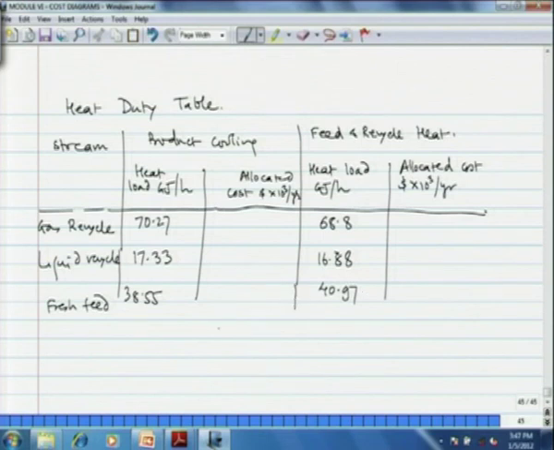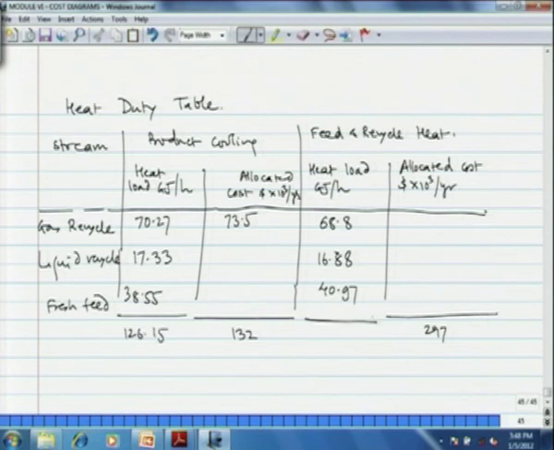The total cost of product cooling, as we found in the cost allocation diagram, was $132,000. The total cost of reactor feed heating, as we found in the cost allocation diagram, was $297,000. And now we distribute these total quantities in proportion to the heat loads. Total heat load of product cooling is 126.15 gigajoule per hour. The total heat load on feed and recycle heating is 126.7 gigajoule per hour, and then we distribute the cost accordingly.